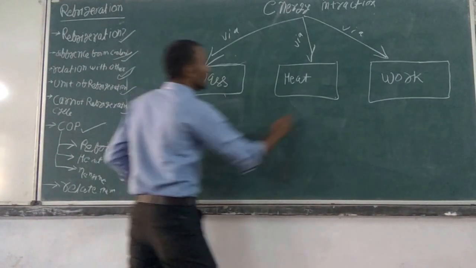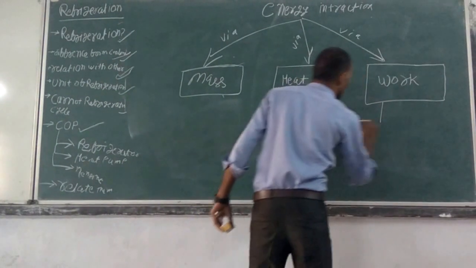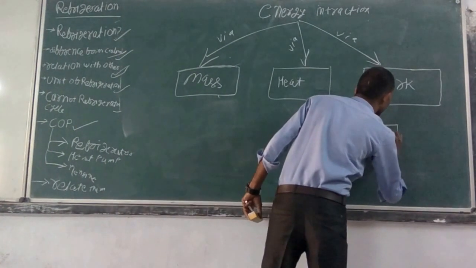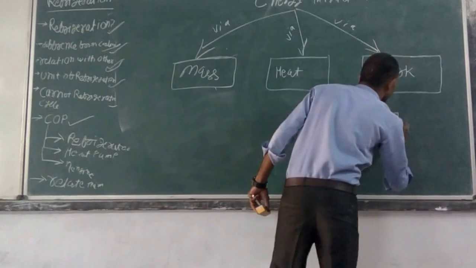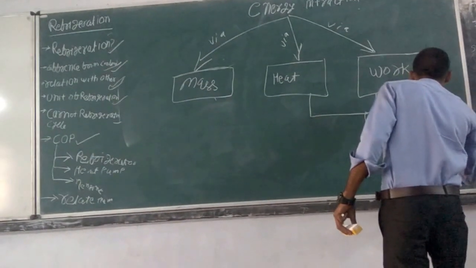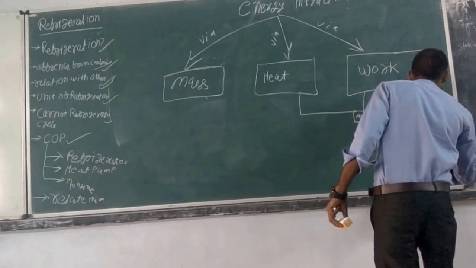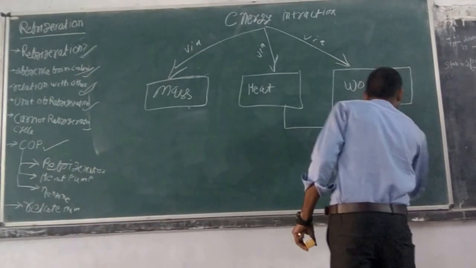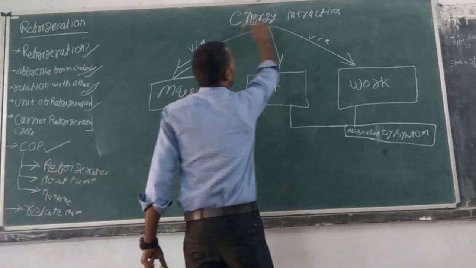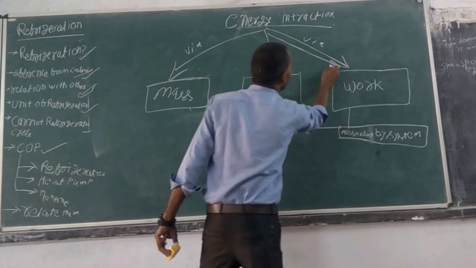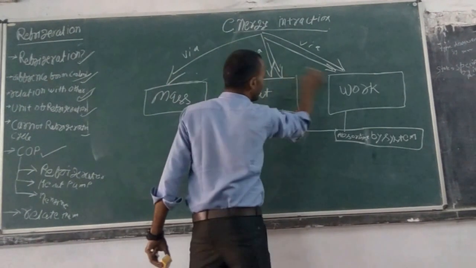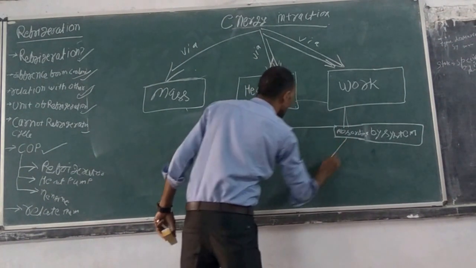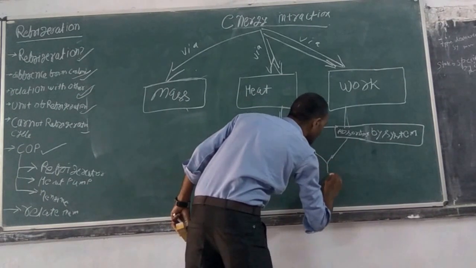And here, if heat is there and work is absorbed by the system, so in energy interaction, via heat and work, these two methods, if work is absorbed and heat is there, give us the RAC, that is refrigeration.